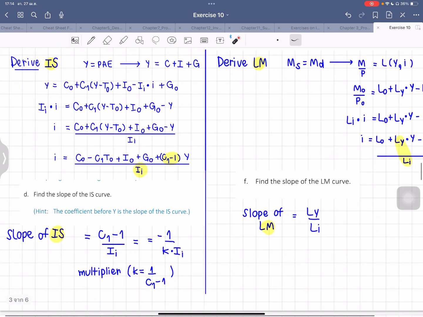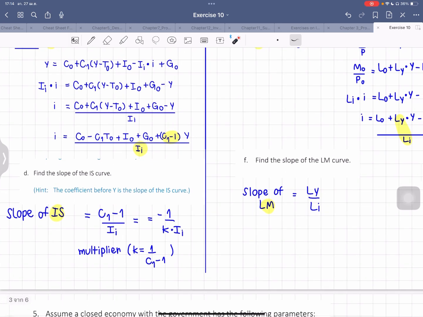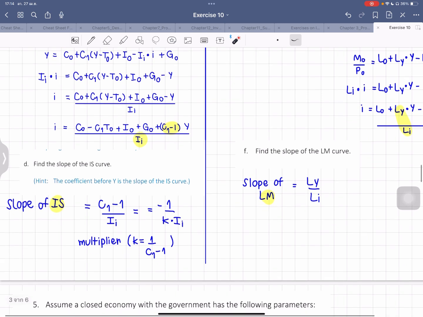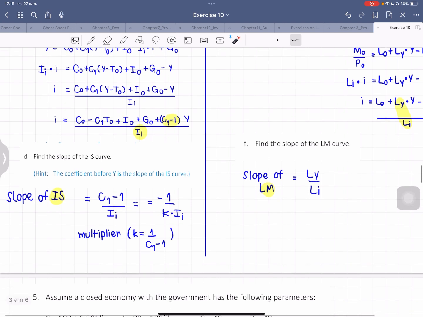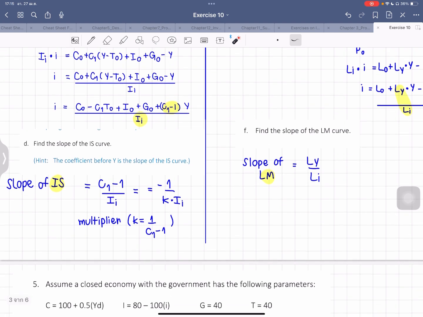So next question, find the slope of the IS curve. So you get the IS curve equation. You can get the slope directly, which is the coefficient in front of the Y. So it is C1 minus 1 divided by I with respect to I, small i. So it is equal to minus 1 divided by k multiplied by I subscript small i, where k is the multiplier.